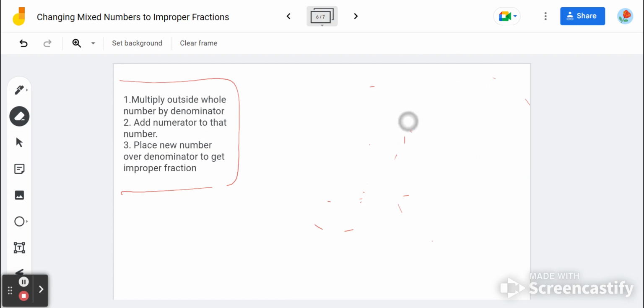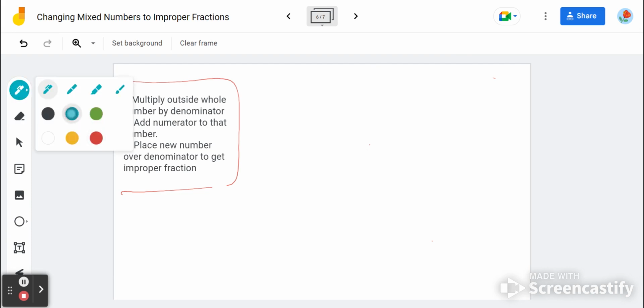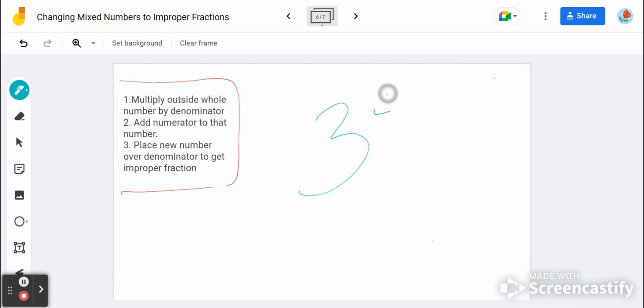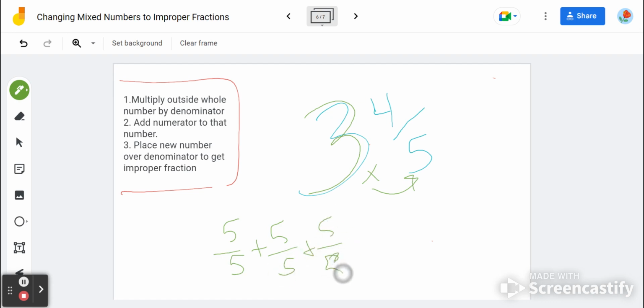All right, let's try another example. So we have 3 4/5, and we're going to follow our steps. We're going to multiply our outside number times our denominator. 3 times 5 is 15, which makes sense because 5 over 5 plus 5 over 5 plus 5 over 5. So 3 5/5 is 3 wholes.